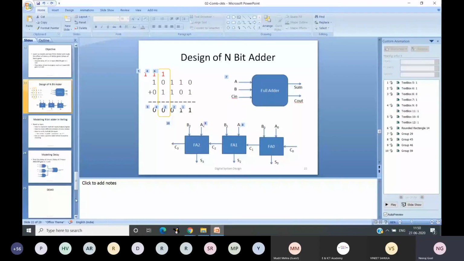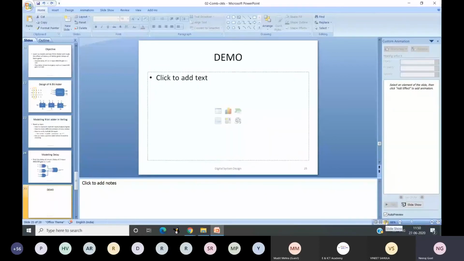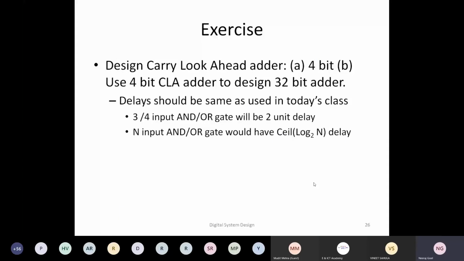Finish the rest of the part. So the exercise for tomorrow is that you have to design a carry look ahead adder, and you have to design it two ways. One, you have to design a 4-bit carry look ahead adder. The other is, using that 4-bit CLA, you have to design a 32-bit adder.